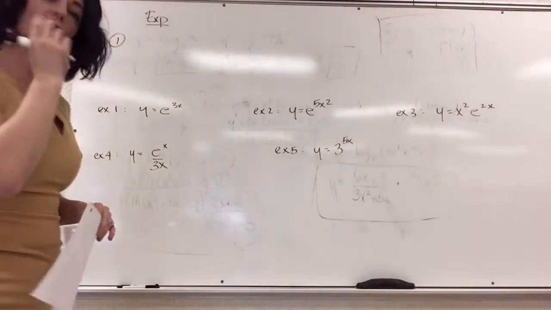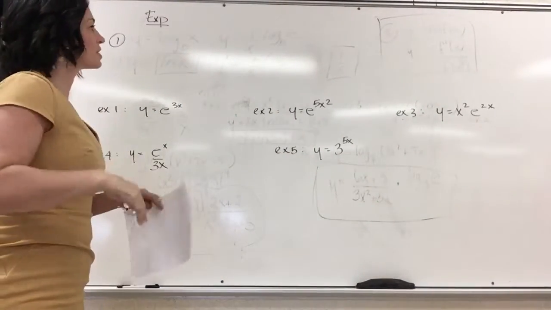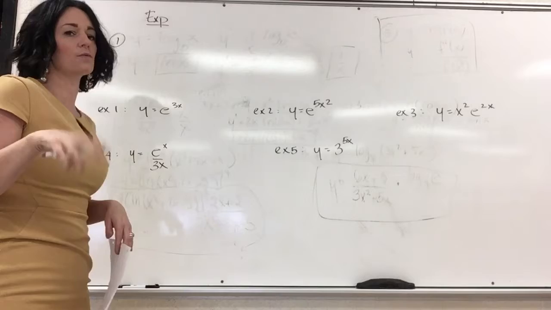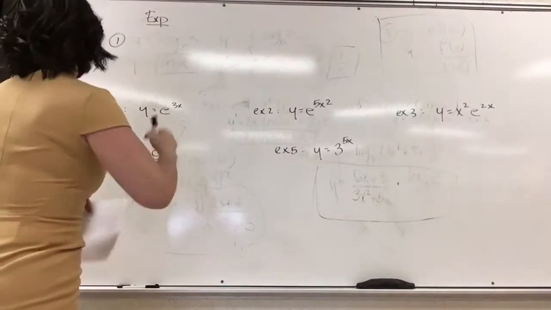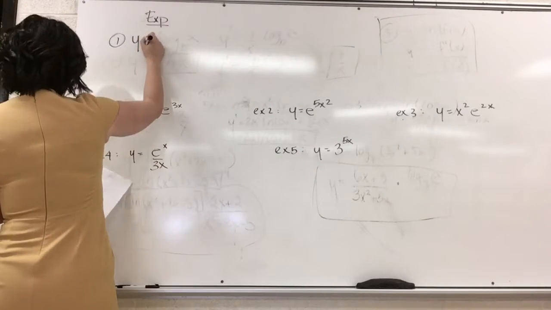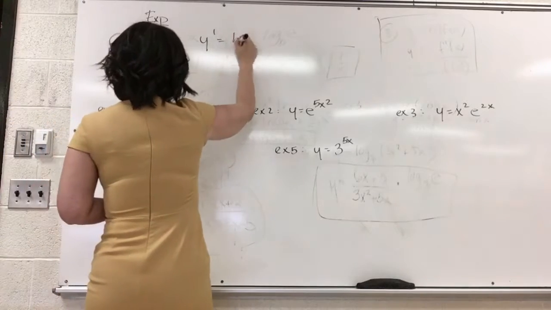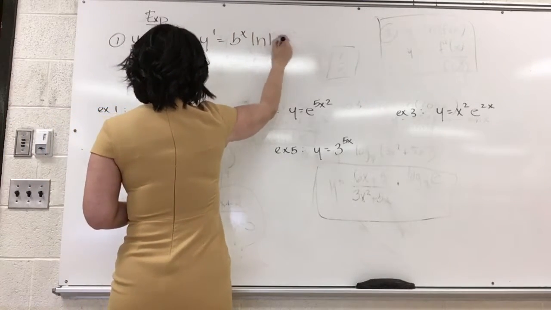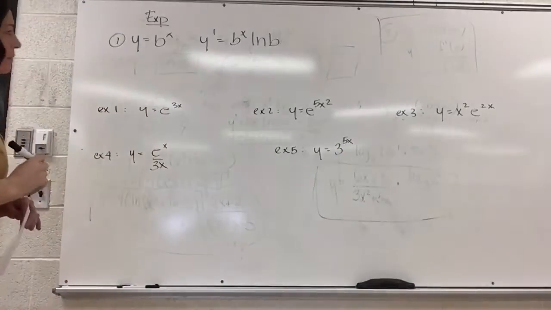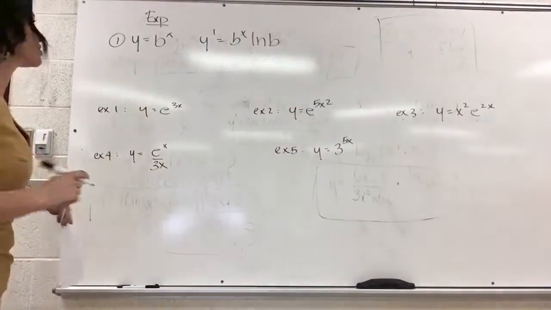Okay, next we're going to do the derivative of exponential functions. So just like logarithmic functions, we have a few rules, but they're all really the same rule. But let's just start off with y equals b^x. So the derivative of that guy is just b^x natural log of b. And then we say to ourselves, what would be the easiest base to find the derivative of?